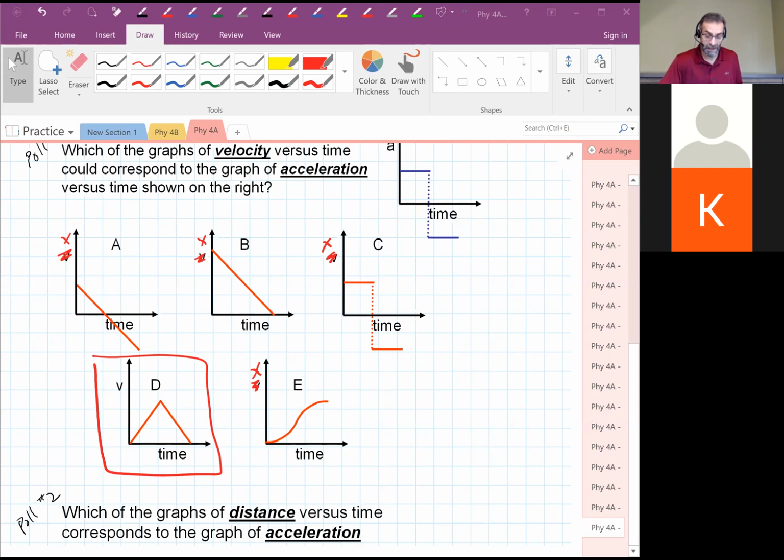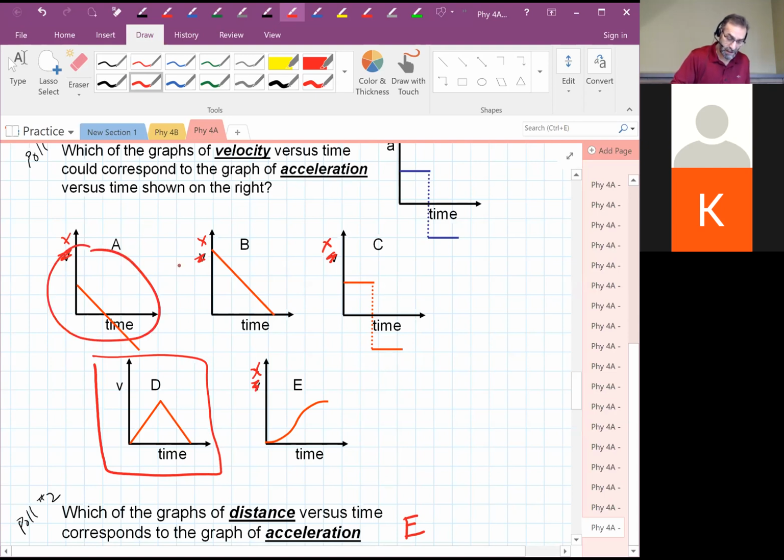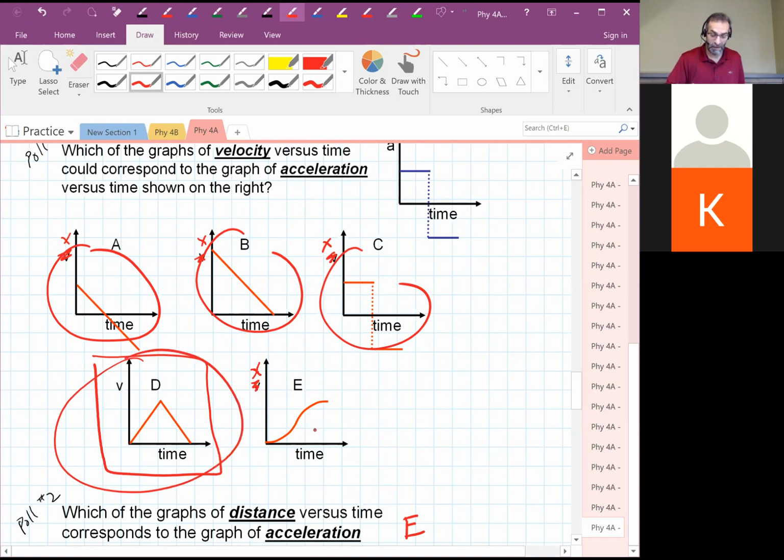Almost everyone has the answer of E. A few people chose other ones, but almost everyone is E. So that is correct, E. And one thing you want to look at, if you're taking two derivatives of something, if x versus t is a straight line, all of these are straight lines except for E.